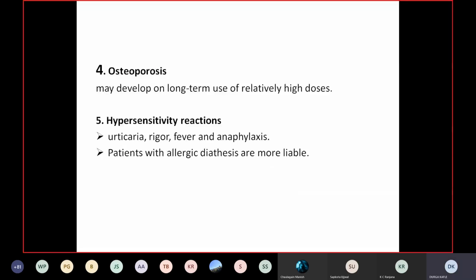Next, we have osteoporosis. These drugs also produce osteoporosis on long-term use, basically with high doses, because these drugs accelerate the osteoclastic activity and inhibit the osteoblastic process, thereby leading to osteoporosis. In susceptible individuals, it also produces hypersensitivity reactions like urticaria, rigors, fever, and anaphylaxis. If this condition is seen, immediately you have to stop the drug. So these are the very commonly occurring adverse drug reactions of heparin.